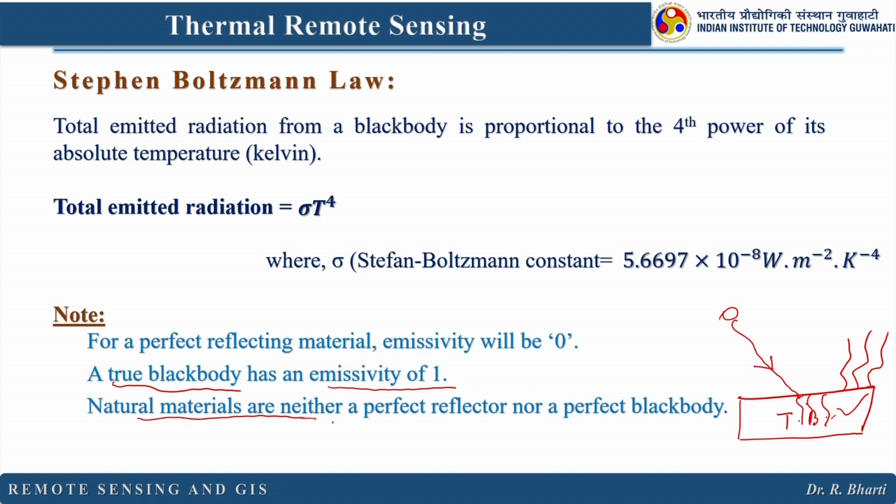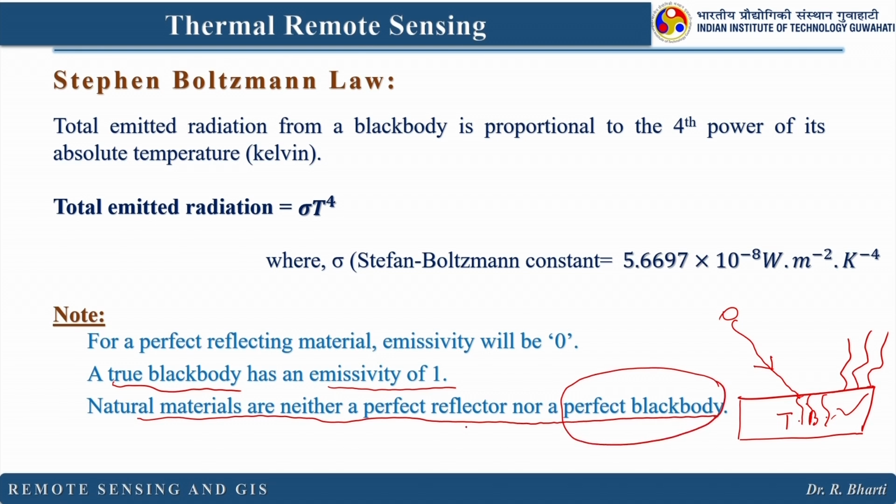Natural materials are neither a perfect reflector nor a perfect black body, so we call them grey bodies, right. So when we have grey bodies, that means part of the energy will get reflected, part of the energy will get absorbed, part of the energy will get transmitted, right. So the object will have some emissivity, some reflectance, some transmittance, and some absorbance, right. That is the case with grey bodies.